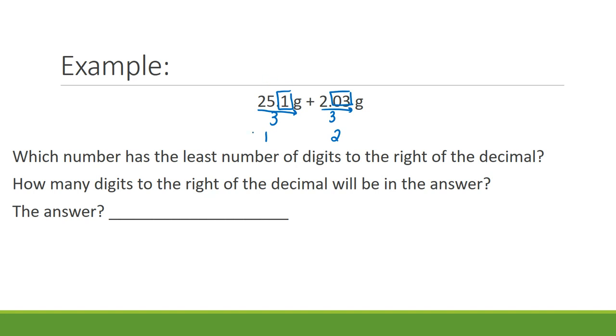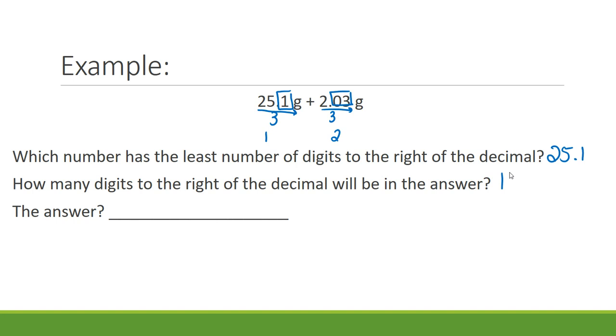So that number is the 25.1 because it only has 1 significant figure in the decimal part. So your final answer is limited to 1 decimal place because of your value with the fewest significant digits in just the decimal portion of the number. What's to the left of the decimal does not matter.